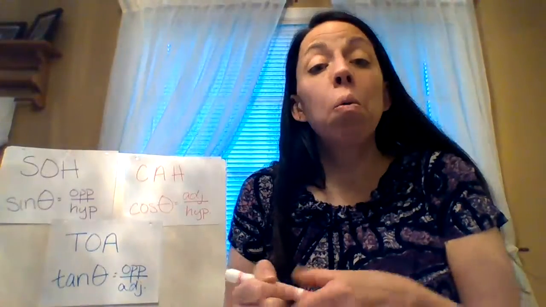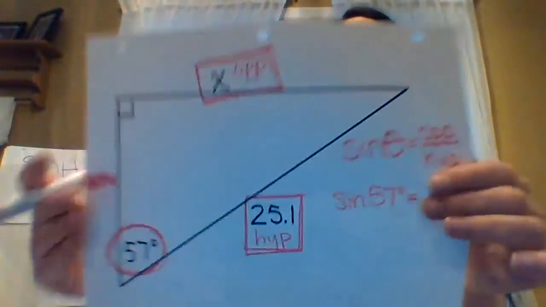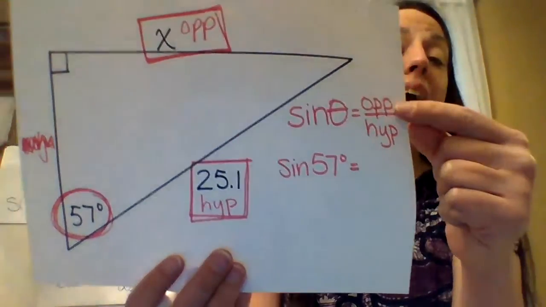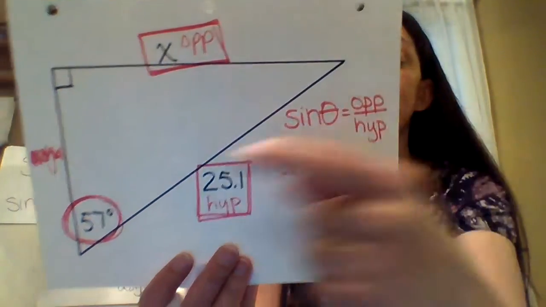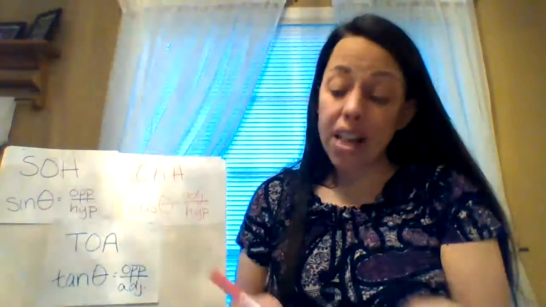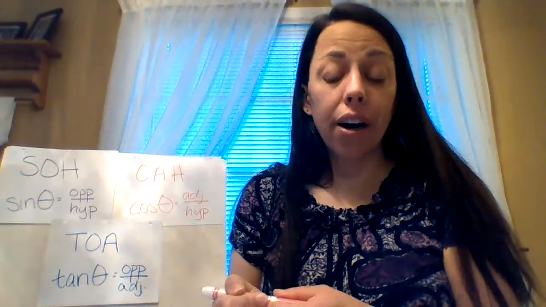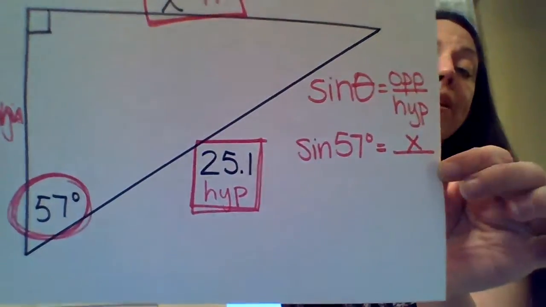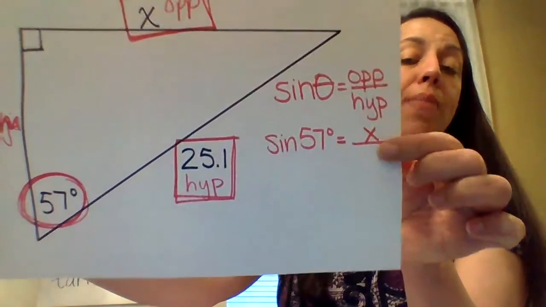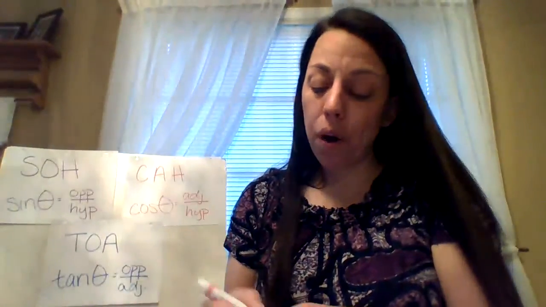equals what? It's a trick question a little bit. What is the value of my opposite leg? Oh yeah, that's the one I don't know. That's x. So I'm going to write x in the numerator. What is the value of my hypotenuse? So in the denominator, I'm going to write 25.1.